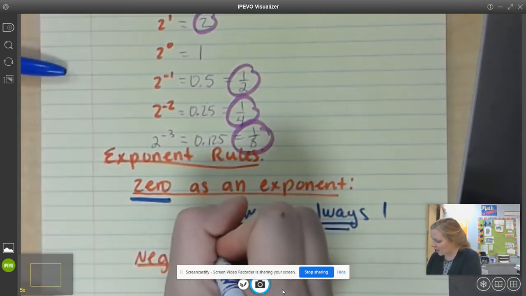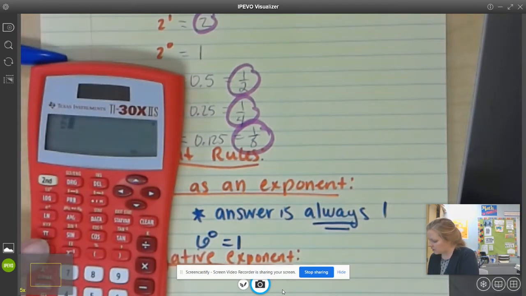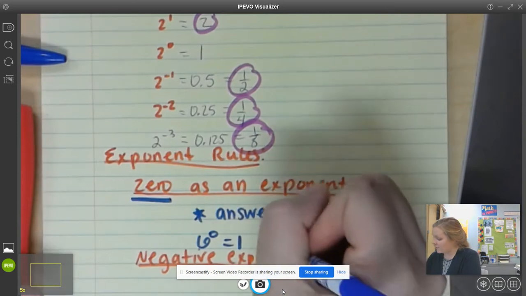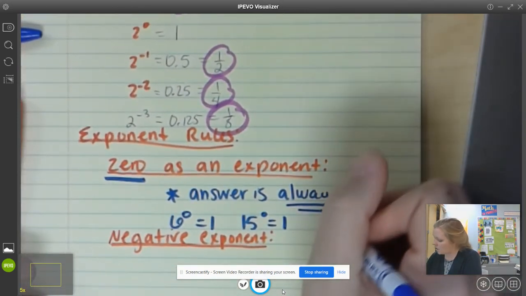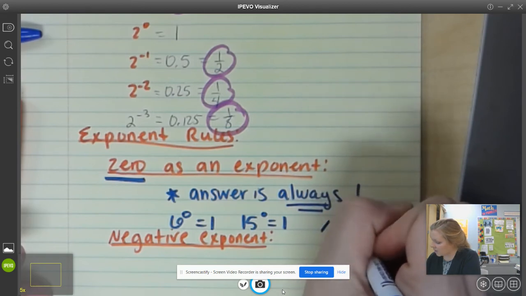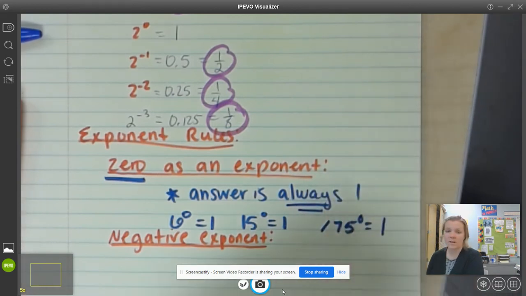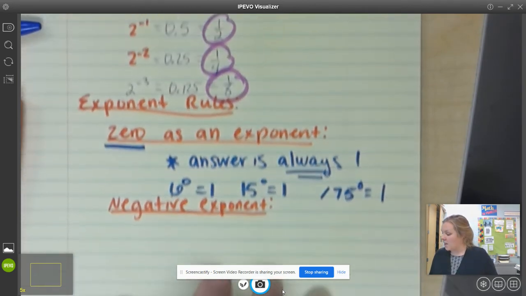So 6 to the 0 power is 1. I mean, you can check it on your calculator. 6 raised to the 0 is 1. 15 raised to the 0 is 1. 175 raised to the 0 is 1. No matter what the base is, if you raise it to the 0 power, the answer is 1. That is magic.